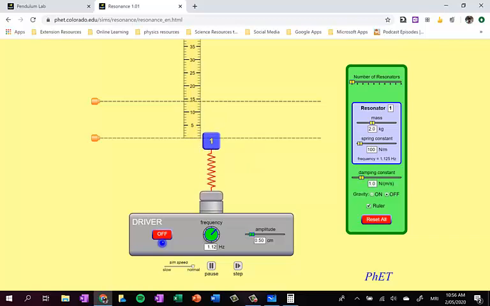We can see that the amplitude significantly increases to some maximum. So the amplitude now is quite a lot larger than it was. We're up at like 7 meters or 7 centimeters. I'm not quite sure if this is meters or centimeters.